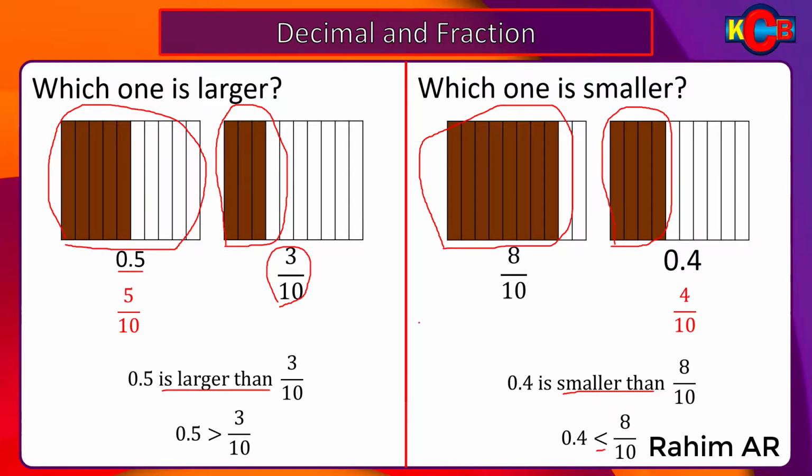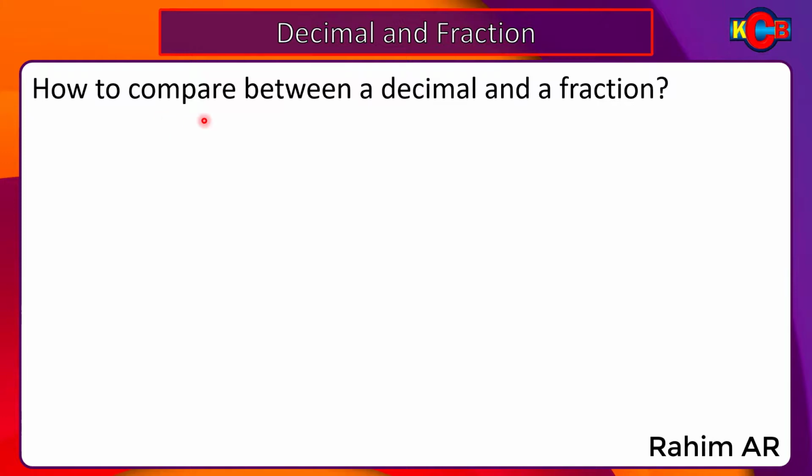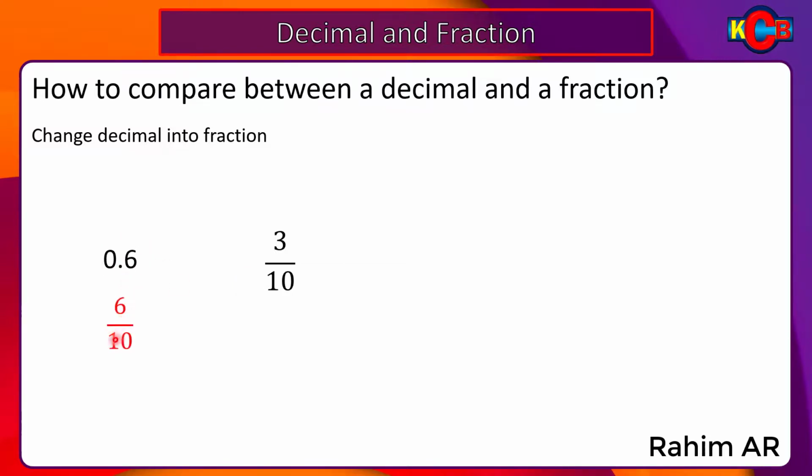Do we need to draw a diagram like this whenever we compare between decimal and fraction? No. Thus, how to compare between a decimal and a fraction? We have two ways. First, we change the decimal into a fraction. Here, we have 0.6 and 3 tenths. So, we change 0.6 into 6 tenths.